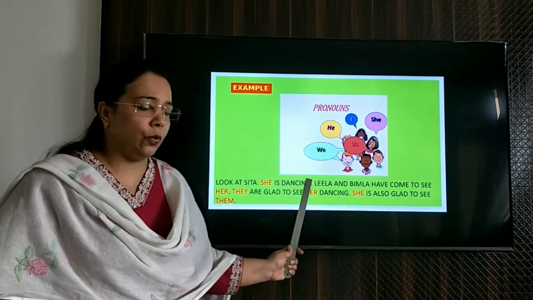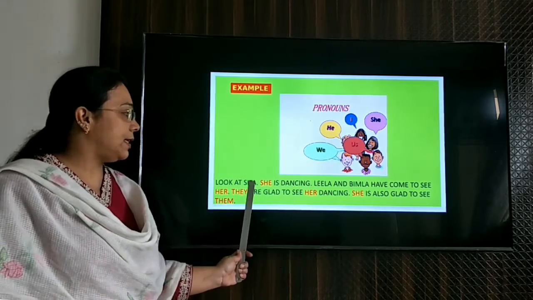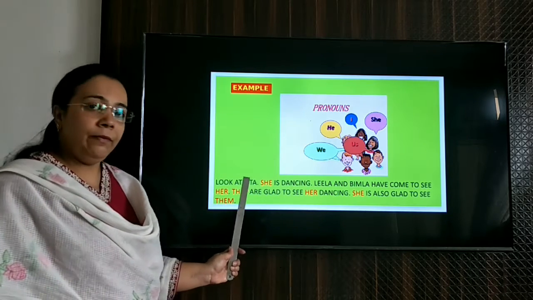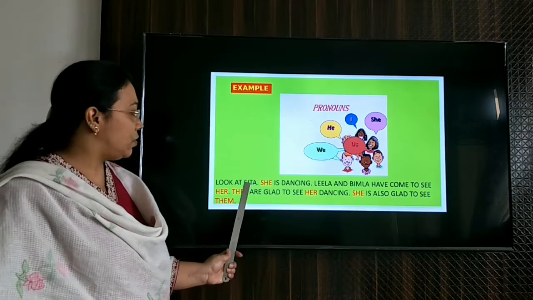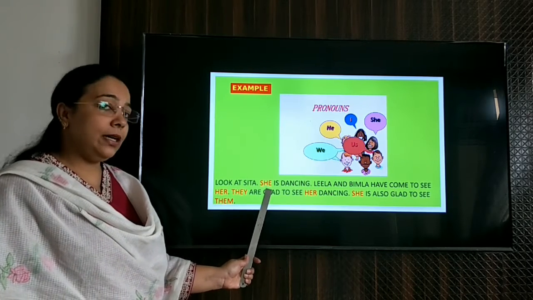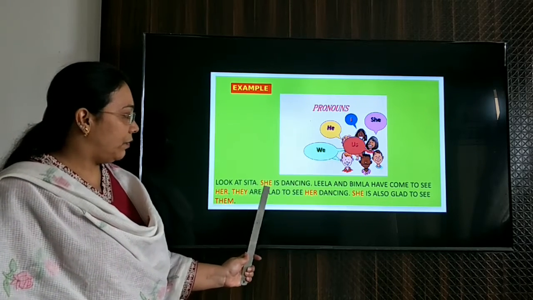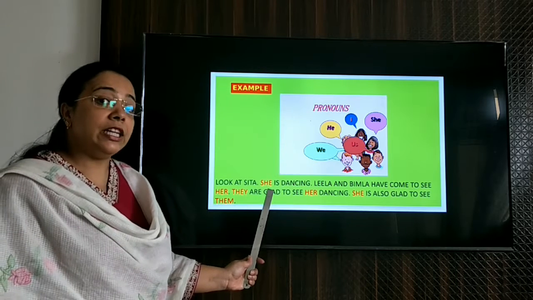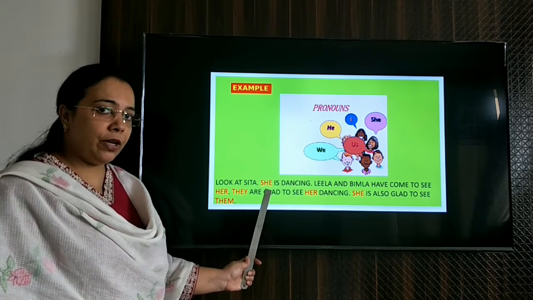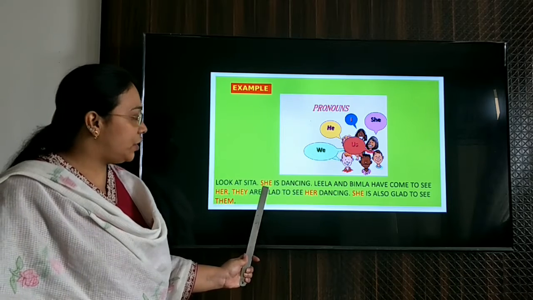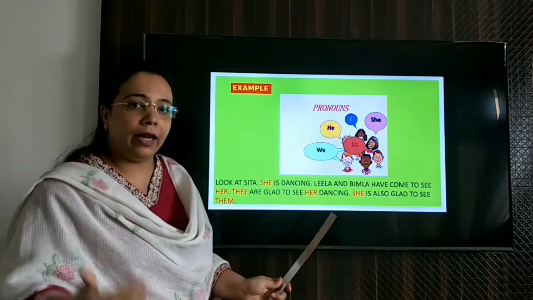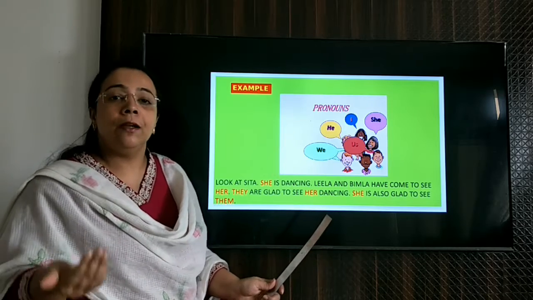We have replaced Sita by using a pronoun, because Sita is a feminine noun. So we use she. So the word used instead of a noun. Which pronoun do we use over here? She. Sita is a noun. Which pronoun do we use for her? She. She is dancing. Instead of repeating the noun again and again, we use pronouns.